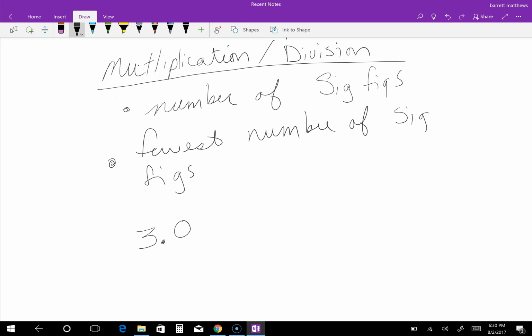Let's say that we have 3.0 times 1. What does that equal? Well, there's 2 significant figures there. There's 1 there, so I can only report 1, so the answer is 3. If I have 3.0, there's 2. 1.0 is 2. So my answer would reflect two significant figures, 3.0.